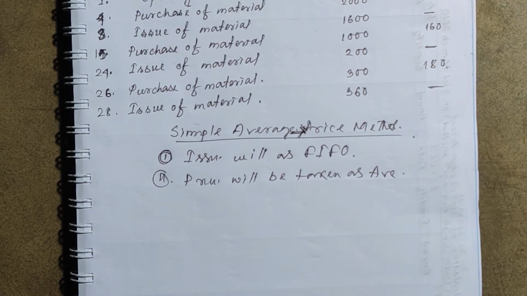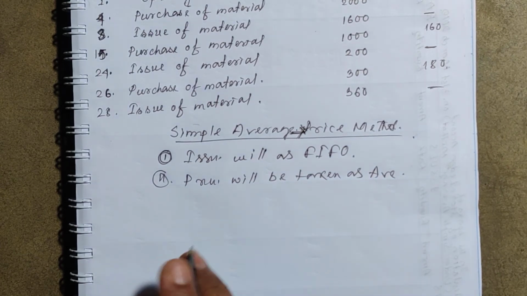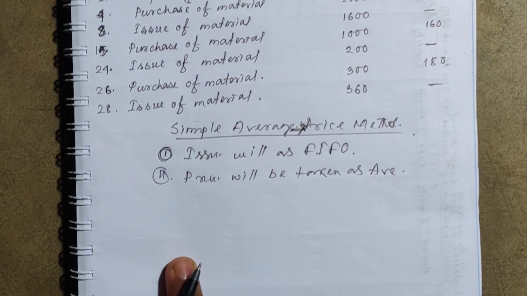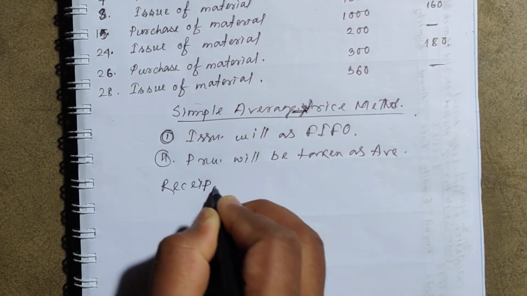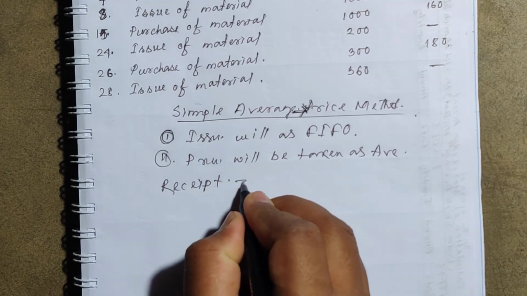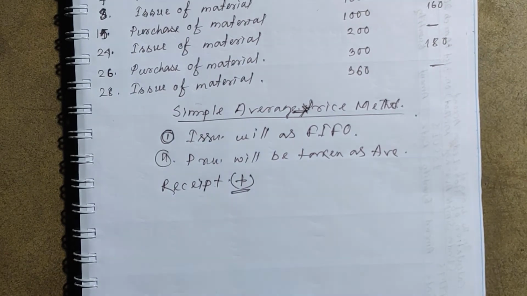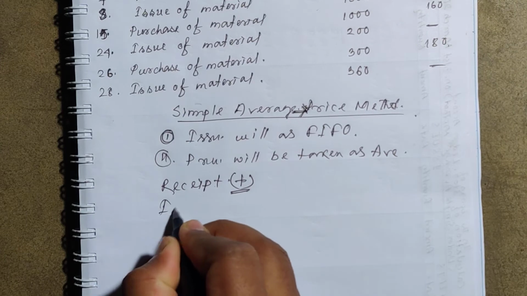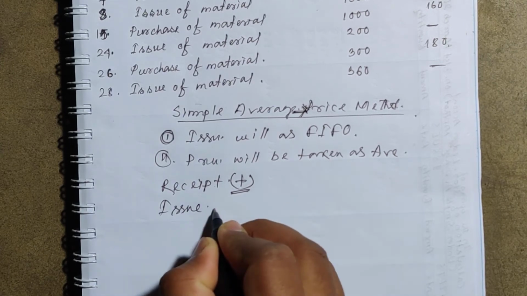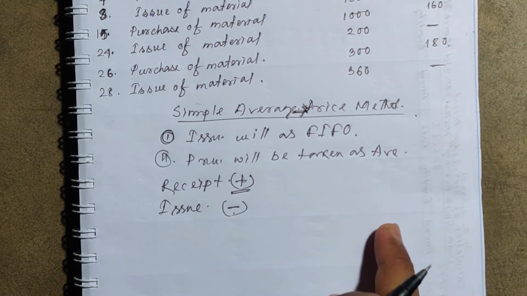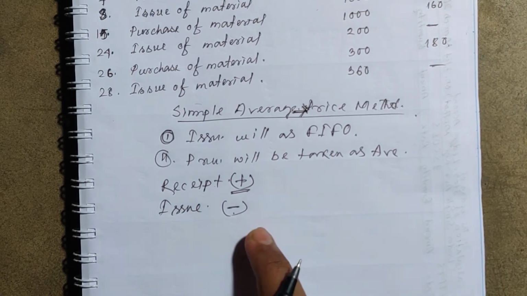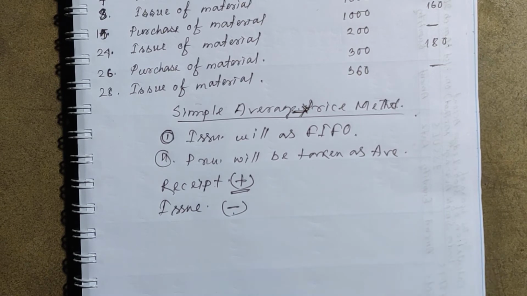And friends, for simplification of this process, we can apply two tricks. That is, for receipt we have to do plus, and for issue we have to do minus in the main balance. How it works, I am going to show you.